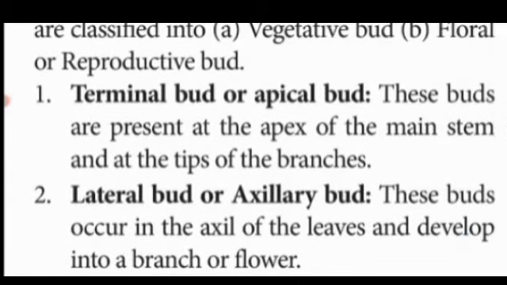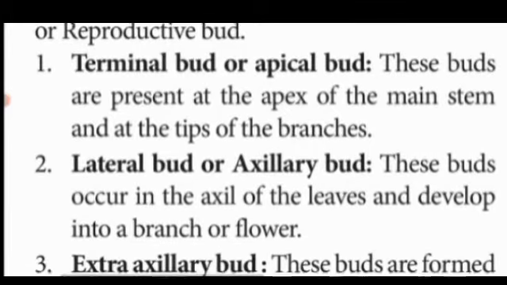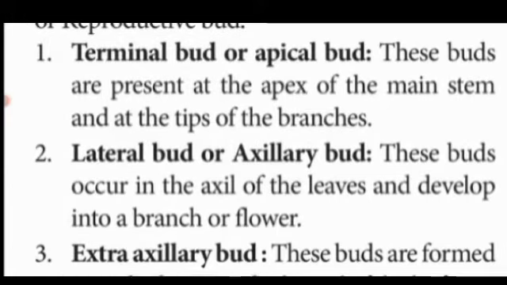Terminal or apical bud. These buds are present at the apex of the main stem and at the tips of the branches. The terminal buds are present at the apex of the main stem, or they may be present at the tips of the branches.